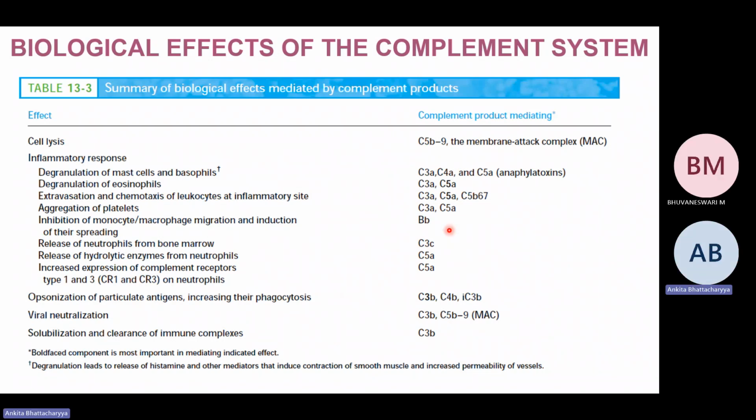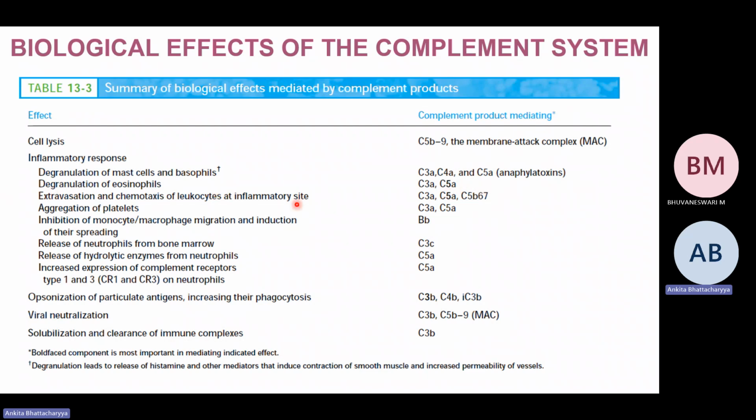Second, you see the inflammatory response which gets triggered, and you can see all of the different proteins which participate in the same. The first being that there is degranulation of mast cells and basophils, which is mediated by C3a, C4a, C5a, which are anaphylatoxins. Second is the degranulation of eosinophils by C3a, C5a.